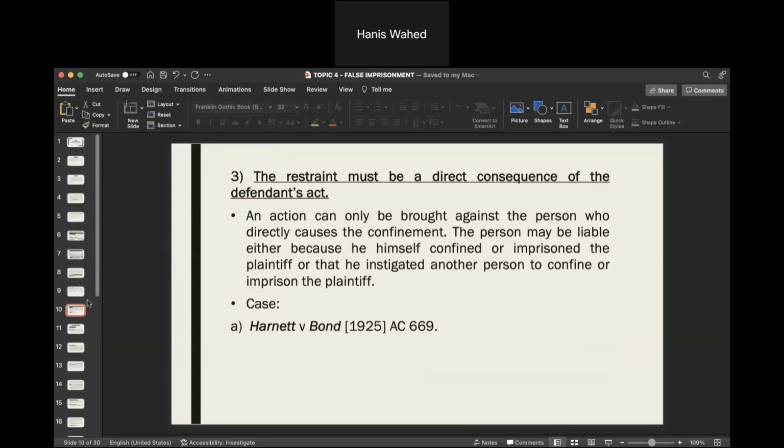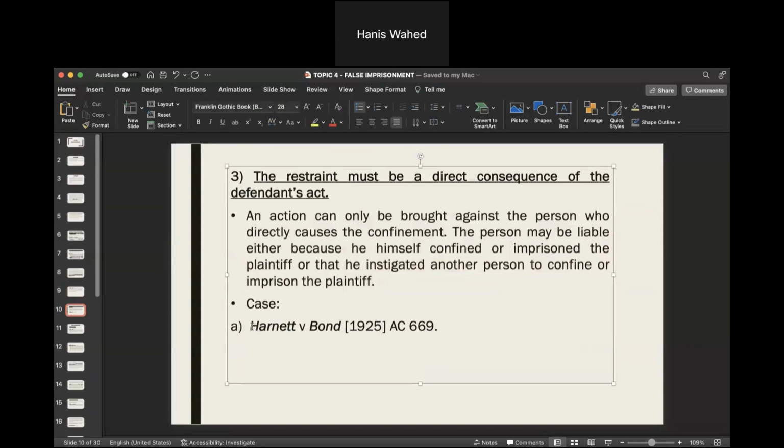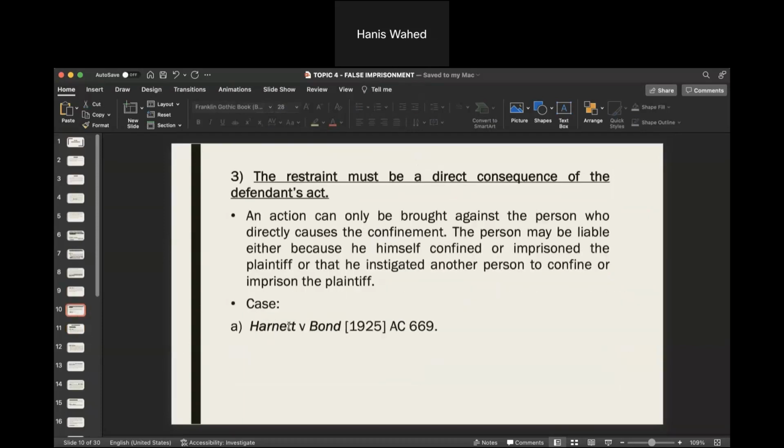Okay, look at here. Let us read here. An action can only be brought against the person who directly causes the confinement. The person may be liable either because he himself confined or imprisoned the plaintiff, or that he instigated another person to confine or imprison the plaintiff. Example of the case, you guys can refer to the case of Hanat and Bond, where you read the facts of this case.